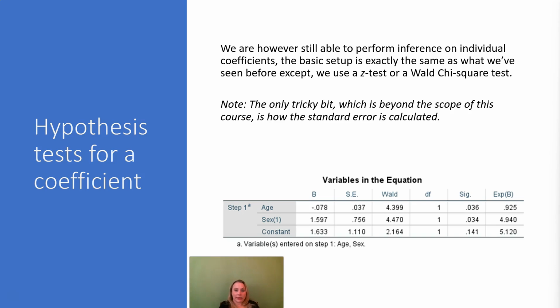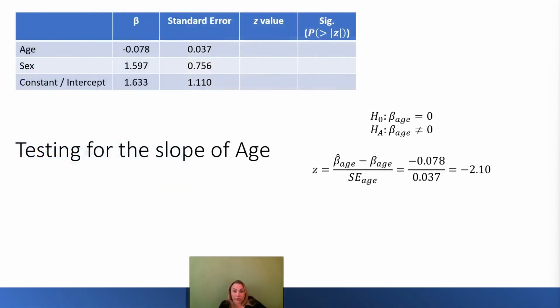So if we look at this, we can see that sex, gender, and age are both statistically significant at the 0.05 level. But let's look at testing for the slope of age. The slope for age is going to be beta minus 0 divided by our standard error, and we end up getting a z value of negative 2.10.